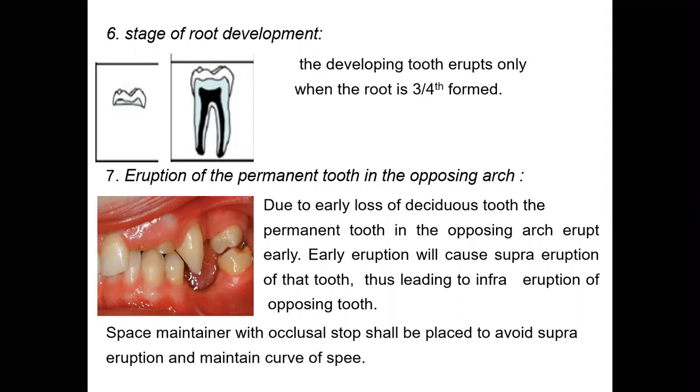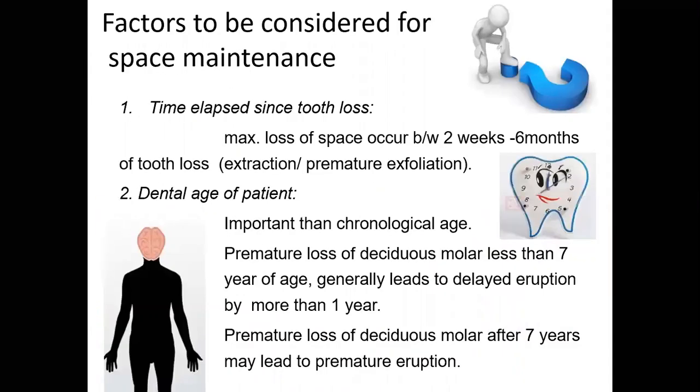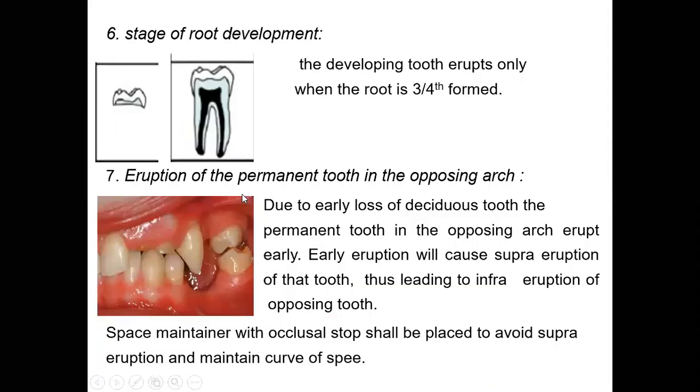Then we need to see what is the stage of root development. These are all factors we are watching to decide whether to give a space maintainer or not. So we talked about several factors to give the space maintainer. One of the factors is the stage of root development, meaning at what stage your root is developed.